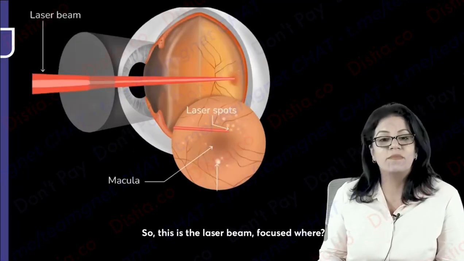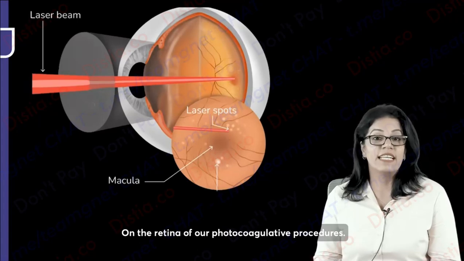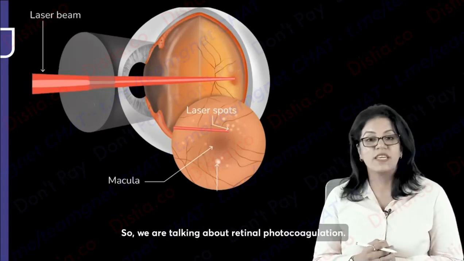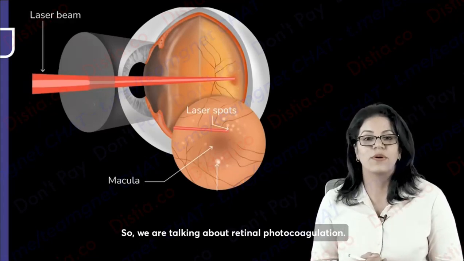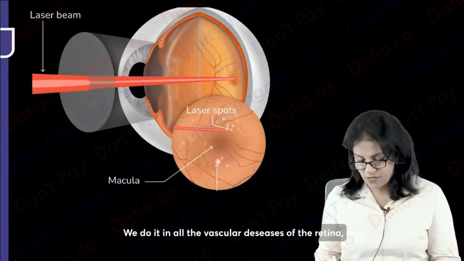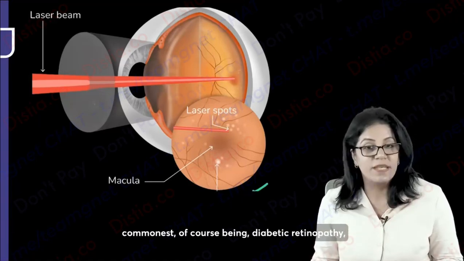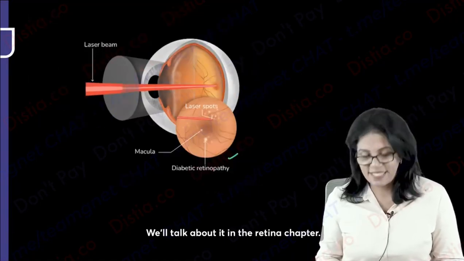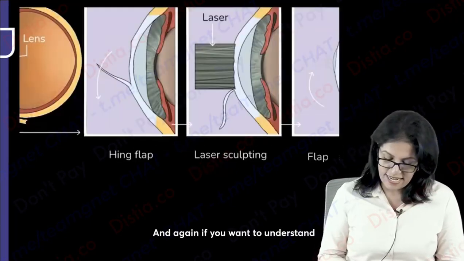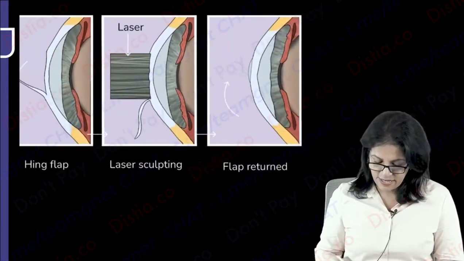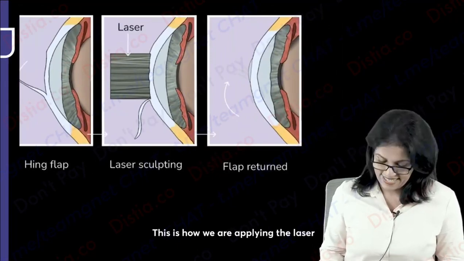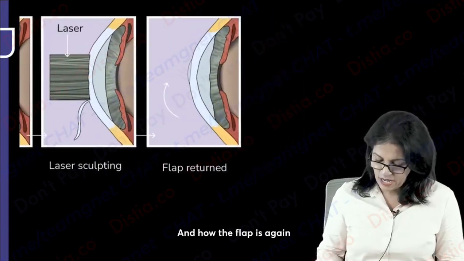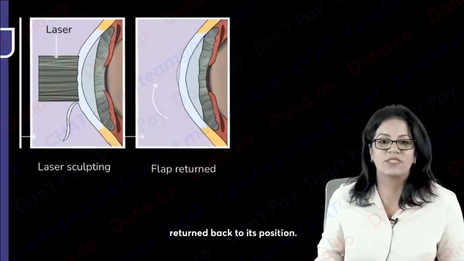And what are you looking at here? This is the laser beam focused on the retina for photocoagulative procedures. So we are talking about retinal photocoagulation. We do it in all the vascular diseases of the retina, commonest of course being diabetic retinopathy, it can be CRVO, sickle cell, etc. We'll talk about it in the retina chapter. And again, if you want to understand the LASIK part in this diagram, this is the flap. This is how we apply the laser to the rest of the stroma, laser sculpting, and how the flap is returned to its position.